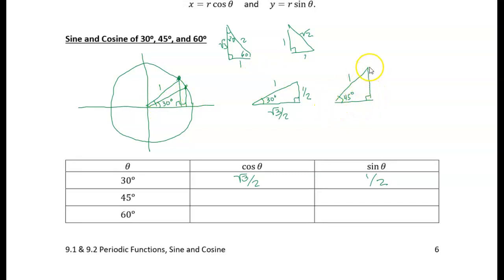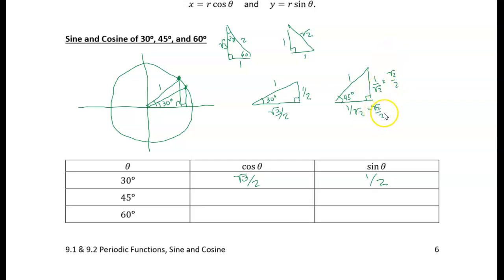When it's on the unit circle, the radius is always 1, right? So that's the hypotenuse. So we have to scale this down by 1 over the square root of 2, right? So this becomes 1 over square root of 2 and 1 over square root of 2. Okay. Now, you can also rationalize the denominator if you want to. Square root 2 over 2. This is equal to square root 2 over 2.